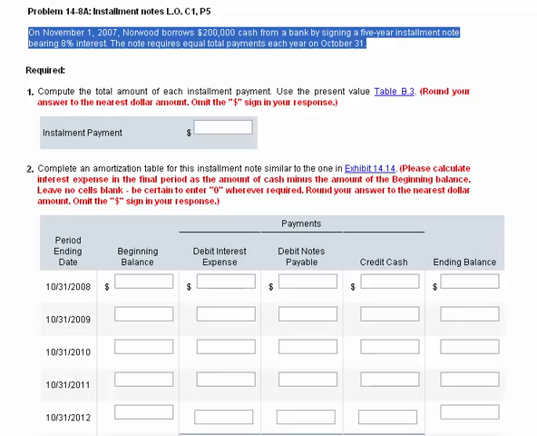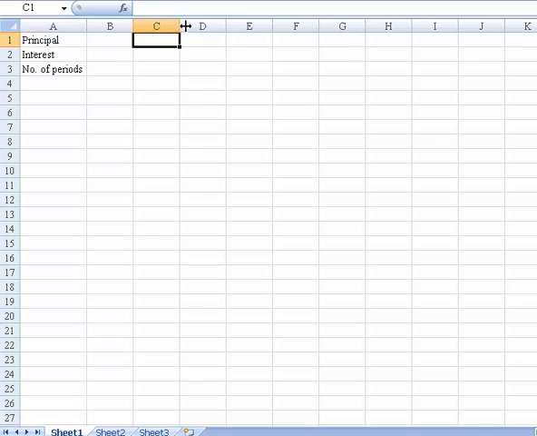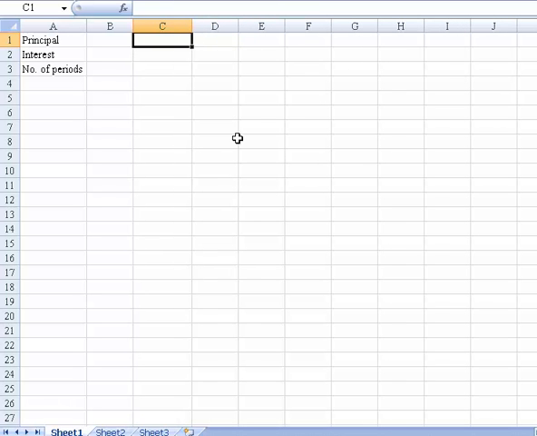But I'm going to do this using Excel, which is my favorite way to compute what the dollar amount should be. So let's jump to Excel now. Okay, I've staged a little bit of this for us. The principal amount is $200,000, and I'll actually enter that in dollars so that we can see that.